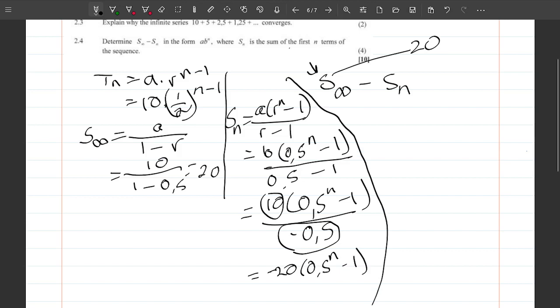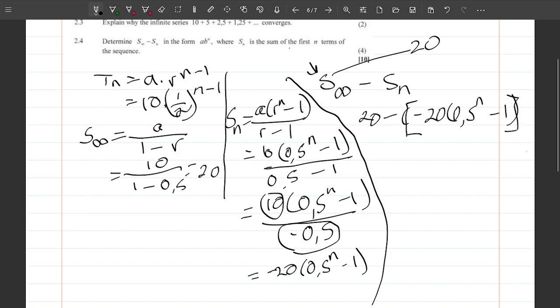Then let's go back to the expression that we were given to work with. It says the sum to infinity minus the sum of n, and I have to give it in the form of a b to the n. So the sum to infinity gave me 20, minus the sum of n, which gave me negative 20, right? I'm just going to use a big bracket there, and then I've got 0.5 to the n minus 1. And we'll close the big bracket there as well.